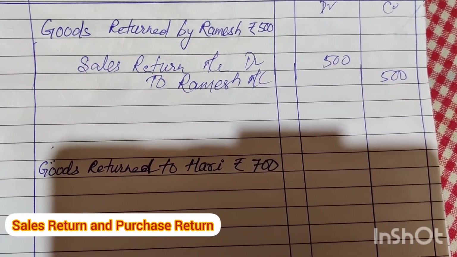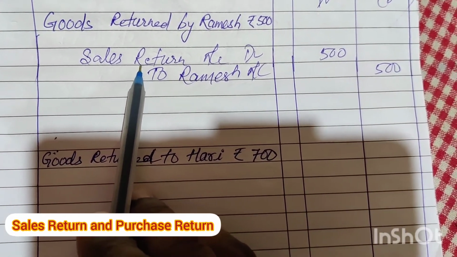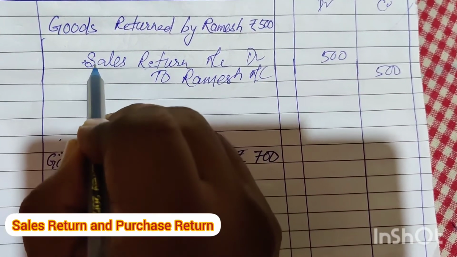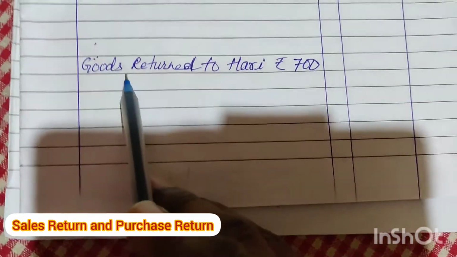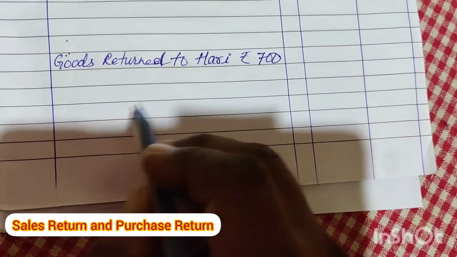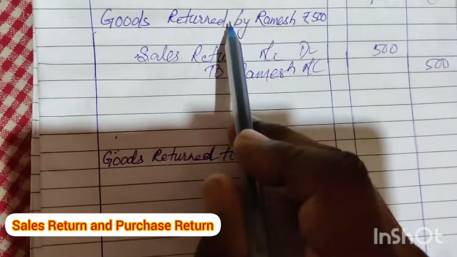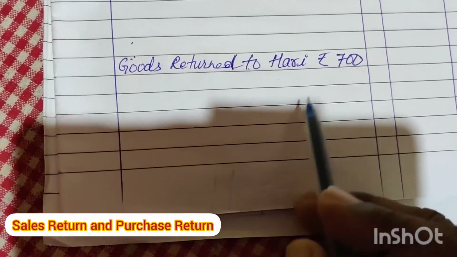Sales return account debited to Ramesh account. In this, sales return you can also write as return inward. Now let's go to goods returned to Hari. This is a purchase return. We are returning goods to Hari. Goods returned by Ramesh means sales return, but goods returned to Hari means purchase return.